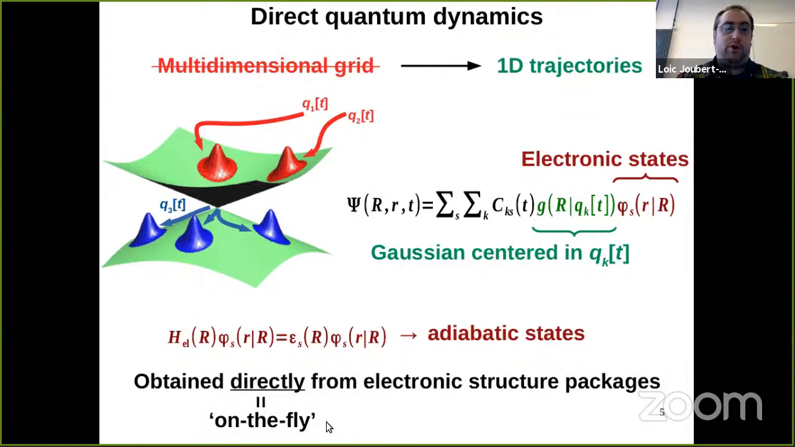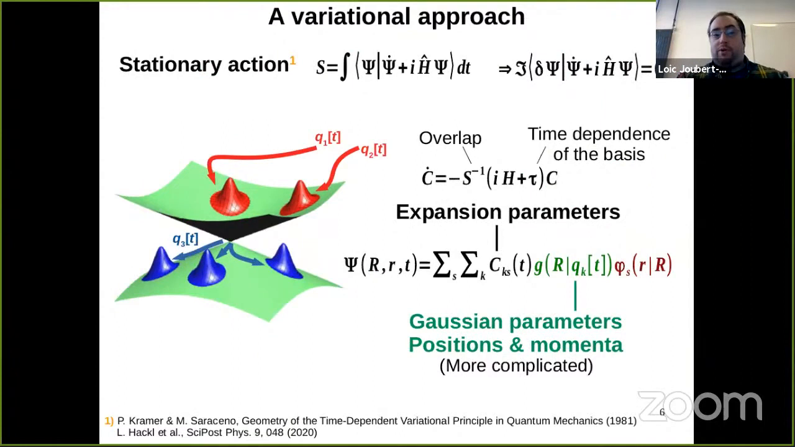To obtain the time-dependent evolution of such an ansatz, we are using the time-dependent variational principle. And here I am using, in fact, the stationary action where we define such an action here. And when we make it stationary, it leads to this extra condition. And when we plug our ansatz in this condition, we obtain the equations of motion for all the parameters that appear in our ansatz. So for example, these coefficients and also the parameters. For the expansion coefficients, the equation of motion is actually quite simple. It looks just like the Schrödinger equation, but for a non-orthonormal basis that is time dependent. So we have these extra terms, but it's quite simple.